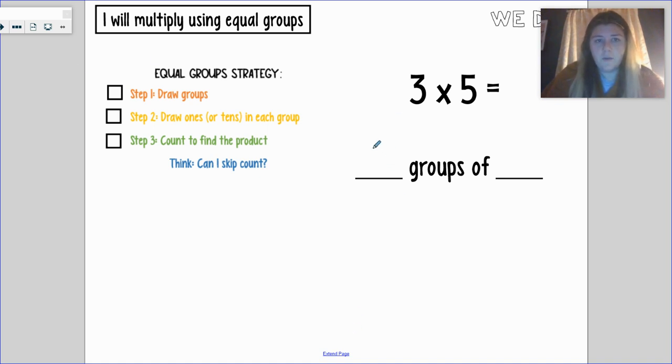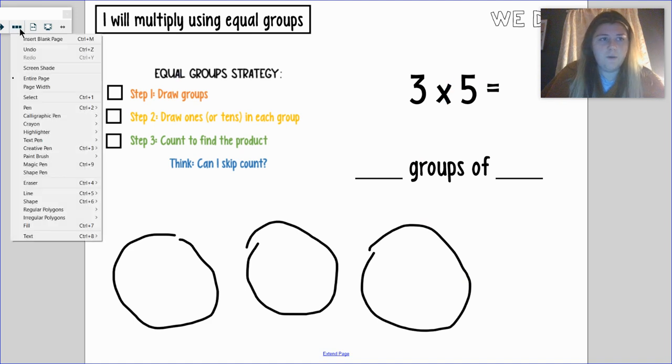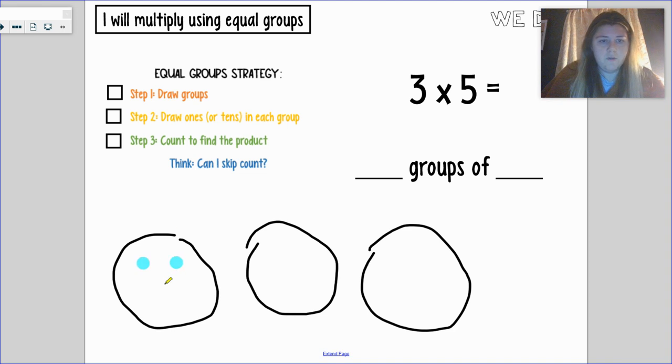All right. So we have 3 equal groups right now, and we have 5 in each equal group. 1, 2, 3, 4, 5. 1, 2, 3, 4, 5. 1, 2, 3, 4, 5.